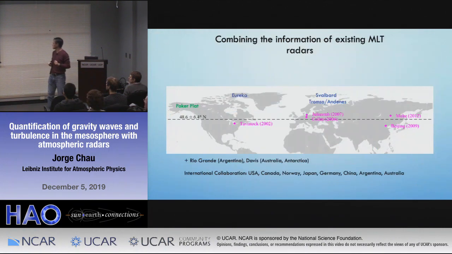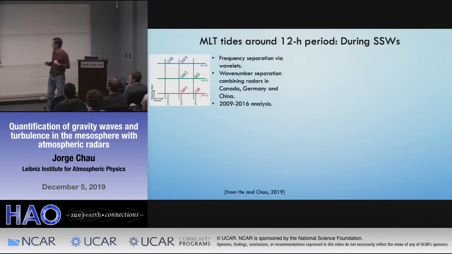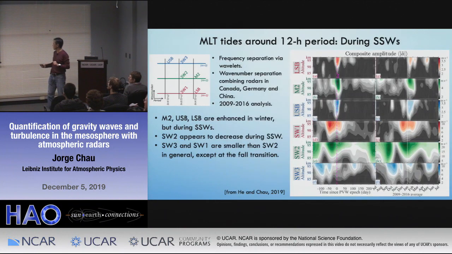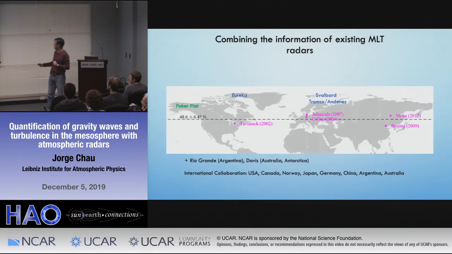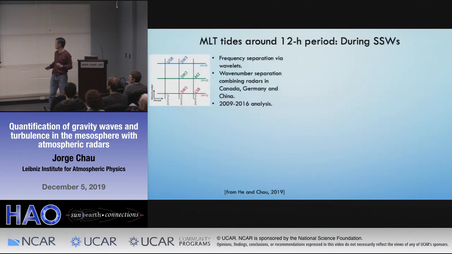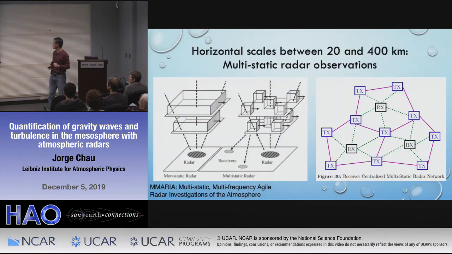Let's skip this. We have done a lot with single radars, and this is a recent paper from Maosheng He, where we have combined radars at different places in the world, at 54 degrees, and we are able to separate the tides. But that is not what we are after here, because those are scales of thousands of kilometers. We want to see scales within Germany, within Norway, what is going on with the spectrum of dynamics.